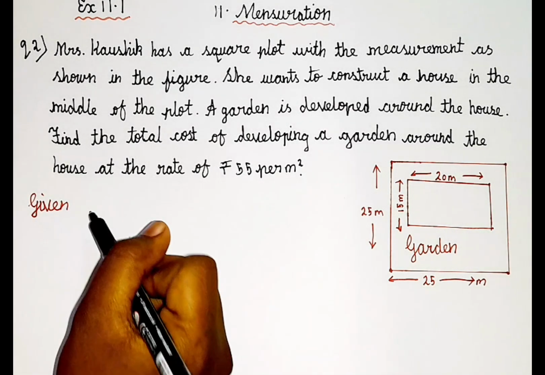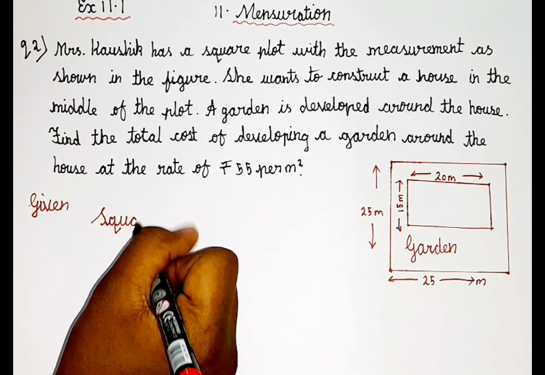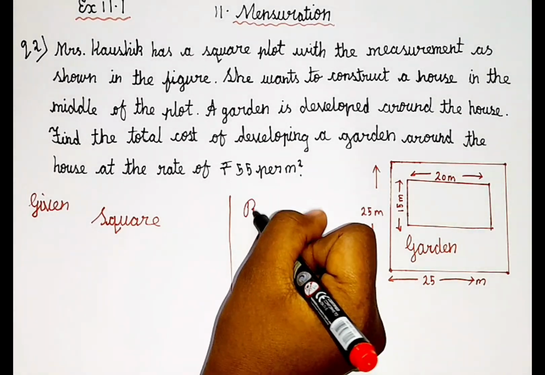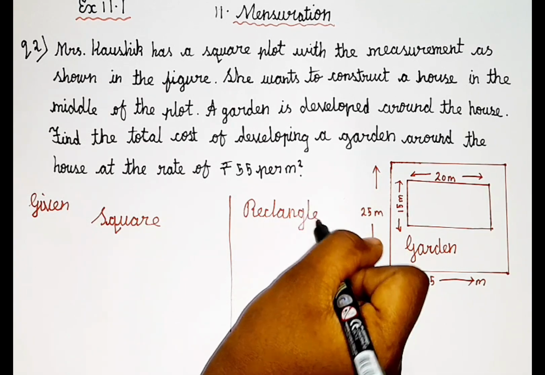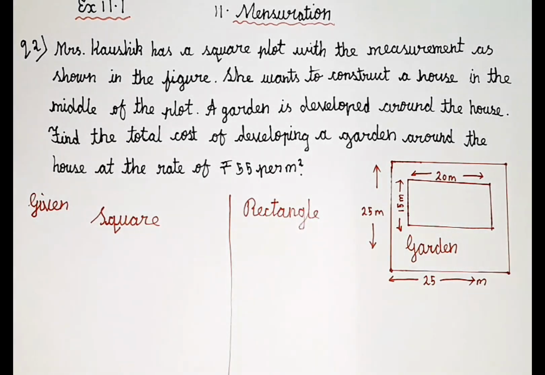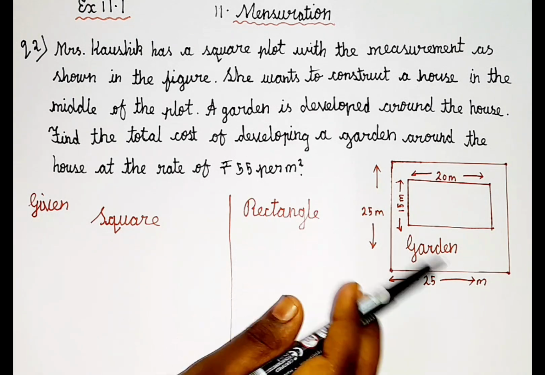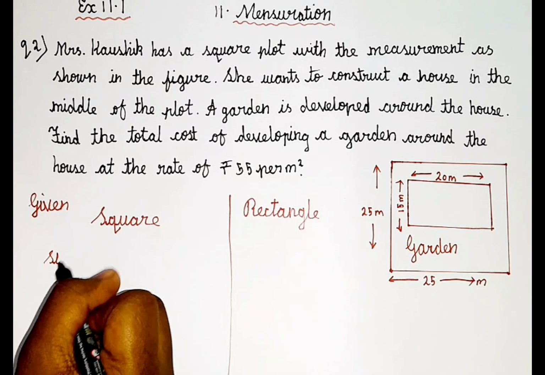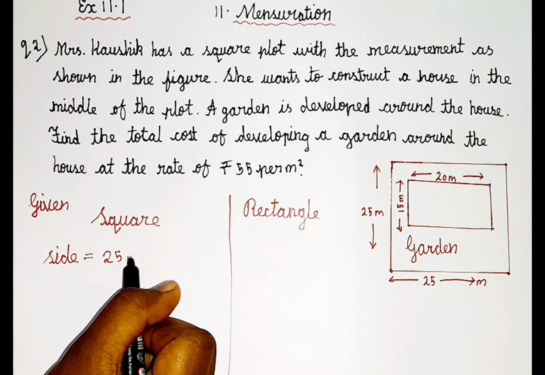Let's write it. First let me write square, and here let me write rectangle. What is the side? In a square all the sides are equal. Here also they have mentioned that, right? 25 meter, 25 meter. So I'm going to write side is equal to 25 meter.